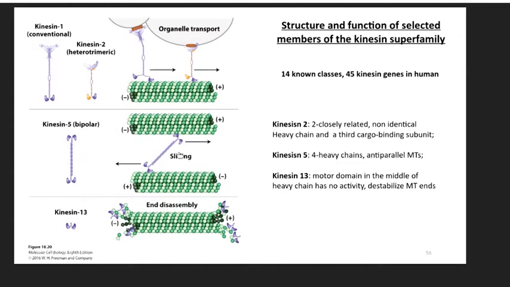Okay, different types and differences. Kinesin 1 is the conventional one. So out of all these classes, kinesin 1 is the conventional one. Kinesin 2 is heterotrimeric. That's its characteristic feature. Kinesin 5 is bipolar and is also involved in cell division, if you remember, because they bind to anti-parallel microtubules. This is minus end, plus end, this is minus end, plus end, and they help slide past each other.